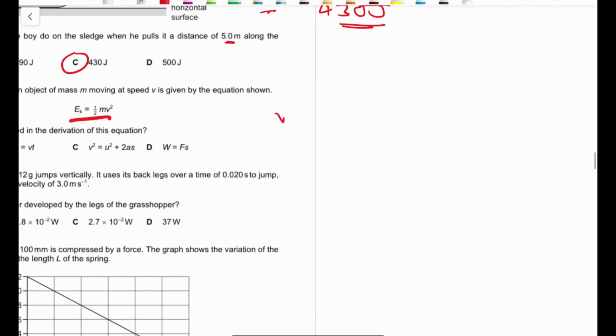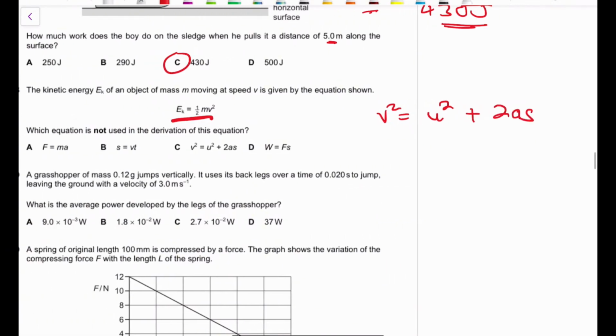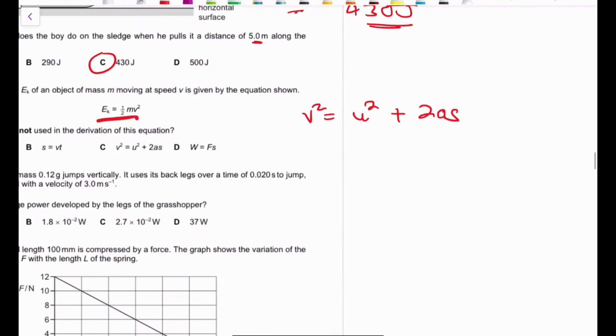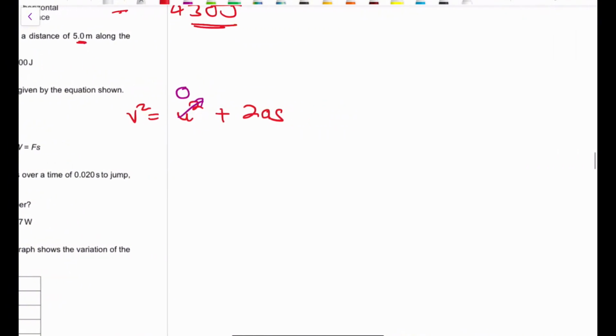So we know that v squared is going to be equivalent to u squared plus 2as. But it's going to start at zero because we're considering moving at a value of v. So we can assume that the initial is going to be zero. Okay, so we'll be left with v squared, which is going to be equivalent to 2as, right?